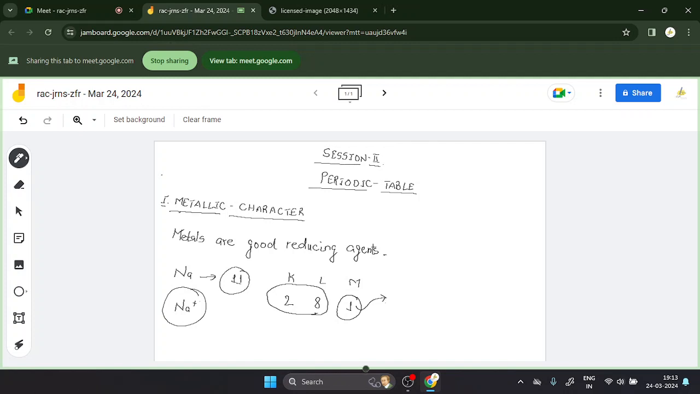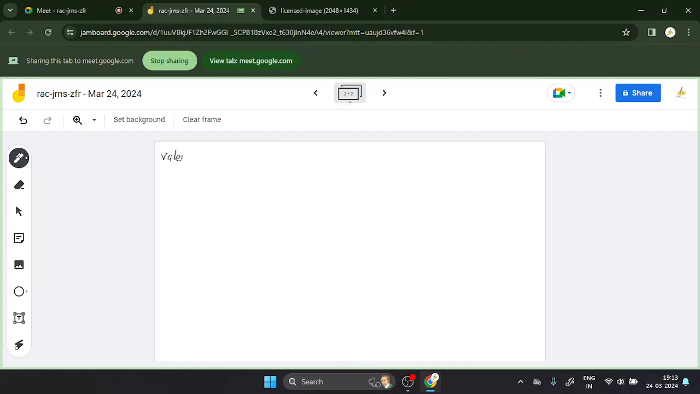So now what we can say? Very important: those elements which have a tendency to lose their valence electrons, meaning electrons in the outermost orbits, and form positive ions are called metals.